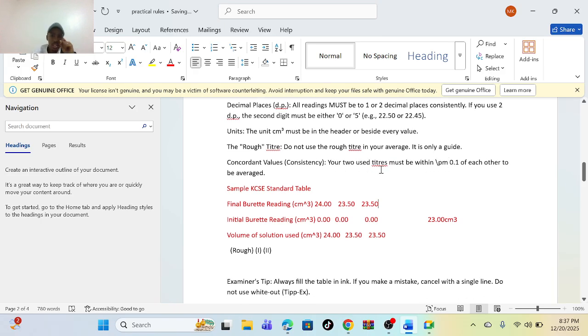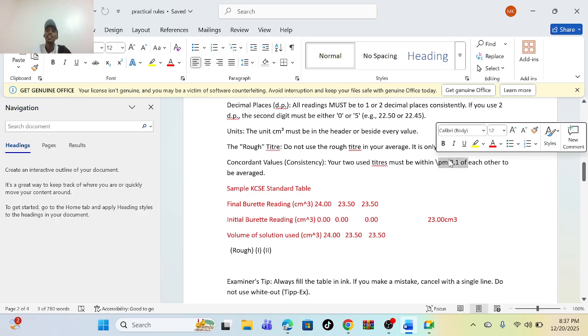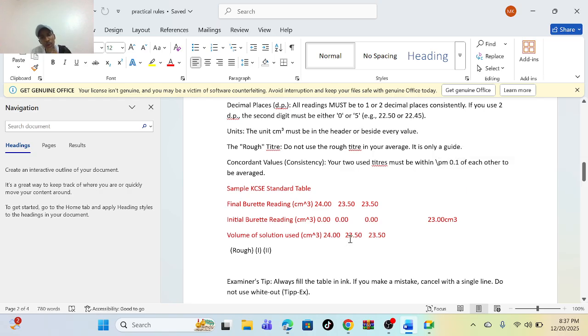You are to use theta. Because the question will tell you: calculate the average theta. The first question is already filled in and they will tell you to calculate the average theta. The average theta that you use must be what? Not more than 0.1 apart. What do I mean?